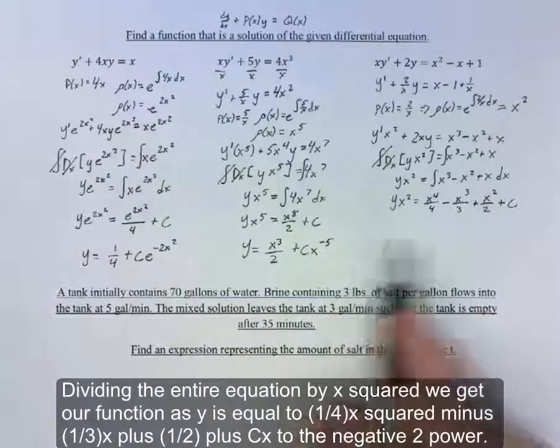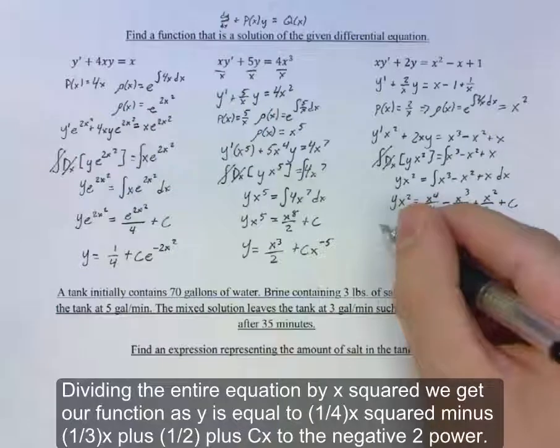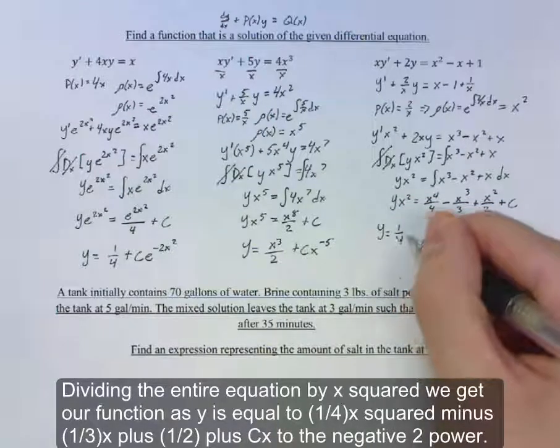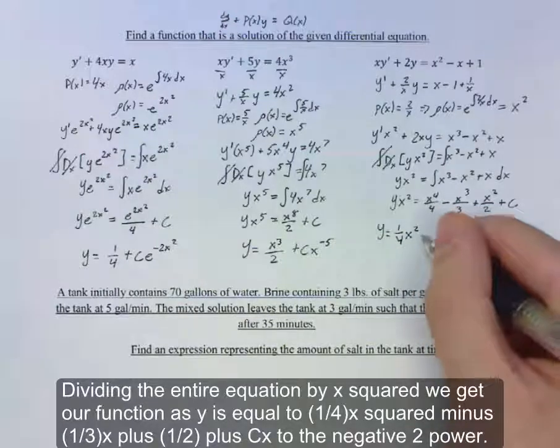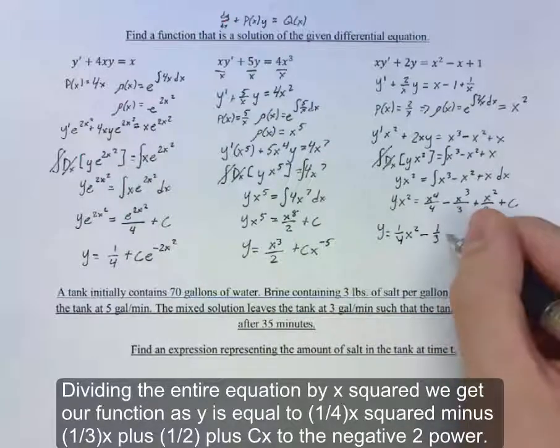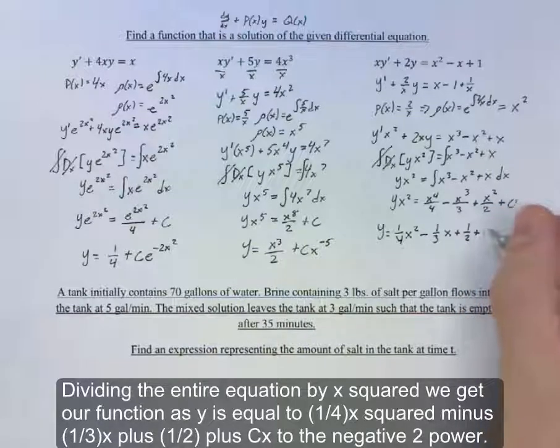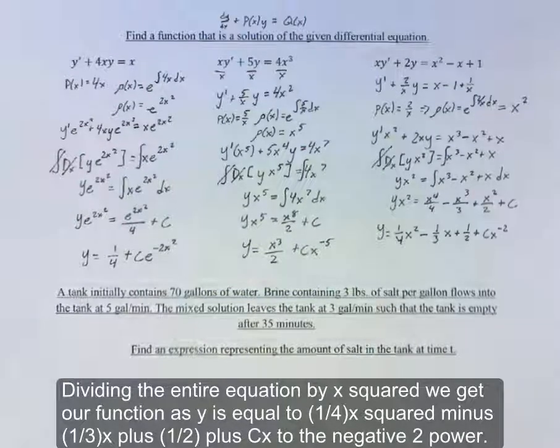Dividing the entire equation by x squared, we get our function as y is equal to 1/4 times x squared minus 1/3 times x plus 1/2 plus c multiplied by x to the negative 2 power.